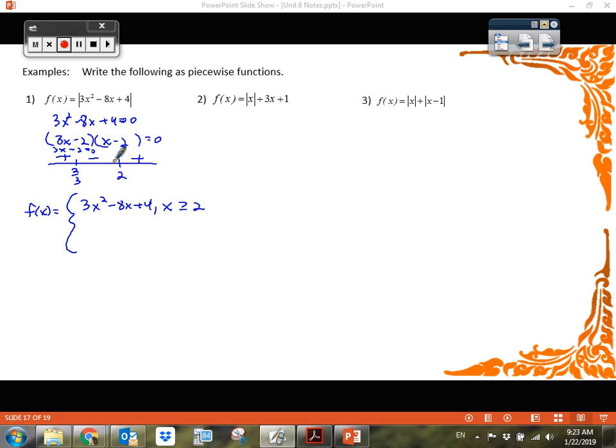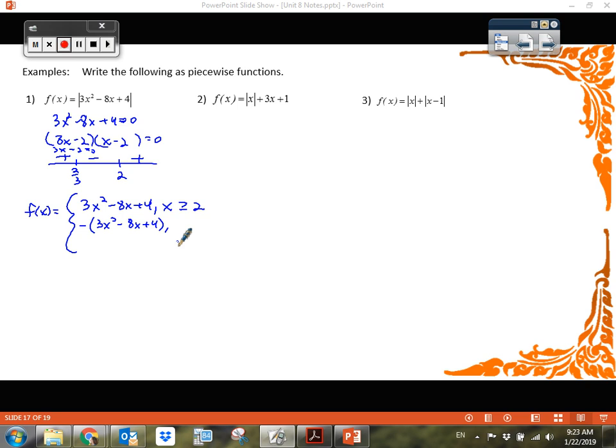The middle section is opposite. And I encourage you just to do opposite and then write the original one down. If you feel compelled to distribute, you can. But again, if you distribute incorrectly, then you'd lose some points. So you might as well just leave it like that, just opposite of what we started with. And that piece is good between 2/3 and 2.